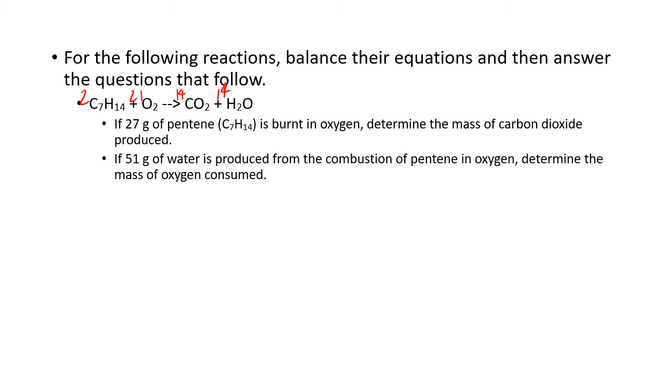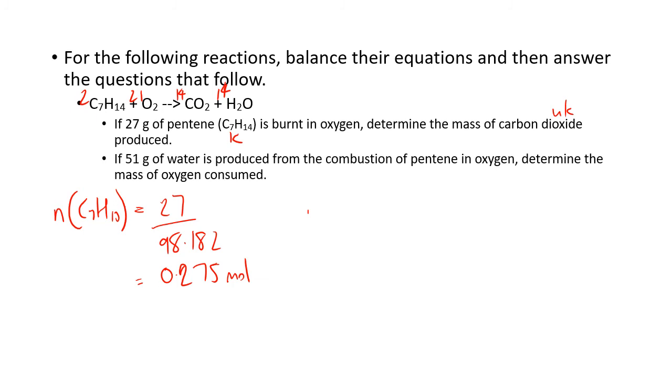Once you've balanced that equation, we have to look. 27 grams of pentene is burnt in oxygen. Determine the mass of carbon dioxide produced. So what's our known? The pentene. What's our unknown? Carbon dioxide. We have no idea how much carbon dioxide we're going to produce, but we've got 27 grams of pentene to start with. So we have to work out the number of moles of this C7H10 to start. Number of moles of C7H10 will be equal to the mass, 27, over its molar mass, which happens to be 98.182, which will equal 0.275 mole.